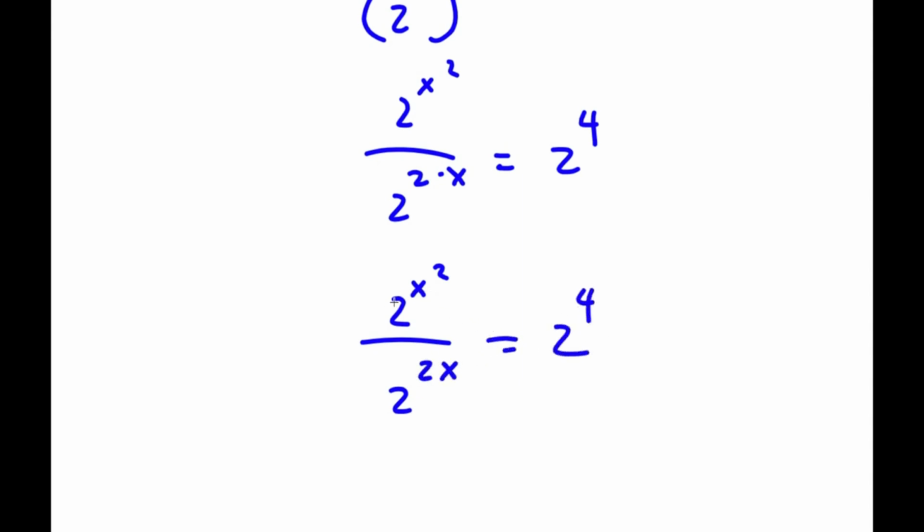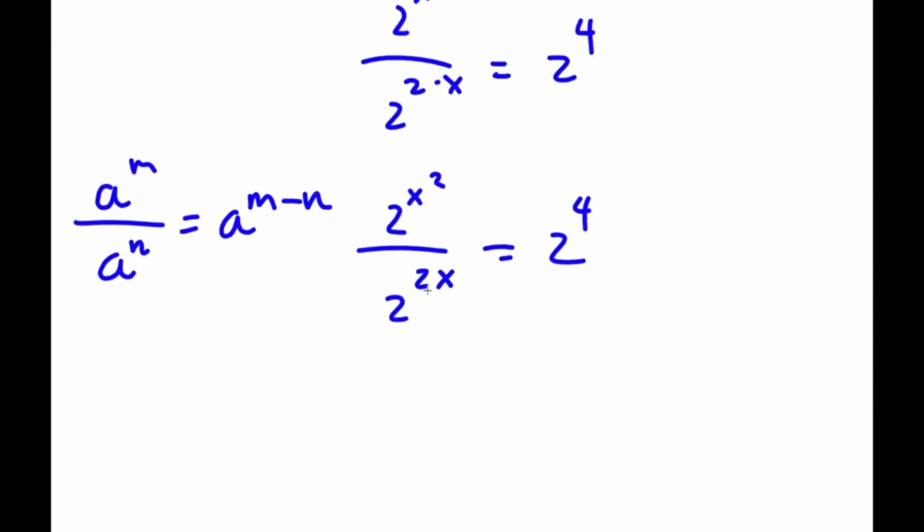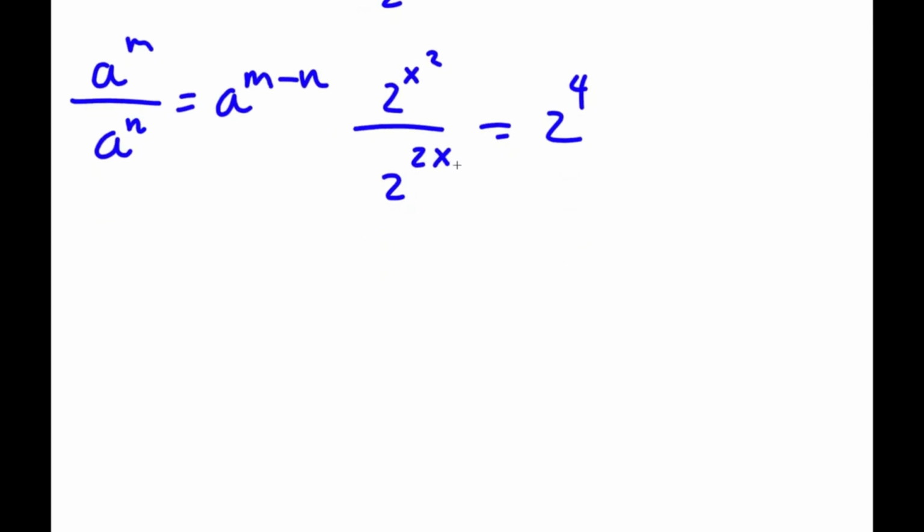And now, as you see, all my bases here are 2. So this actually makes it much easier to solve. First off, if I have something in the form a to the power of m over a to the power of n, this is equal to a to the power of m minus n. So 2 to the power of x squared over 2 to the power of 2x can equal 2 to the power of x squared minus 2x. Now this is equal to 2 to the power of 4.